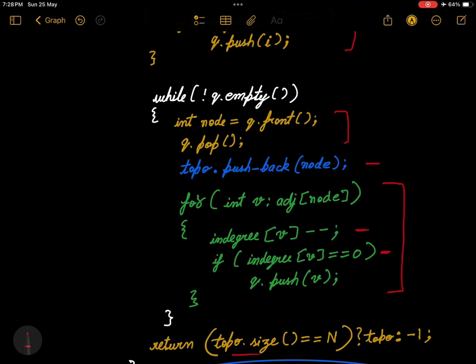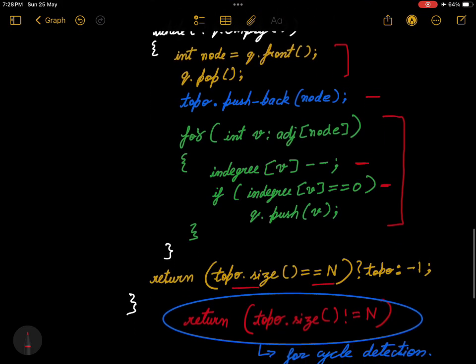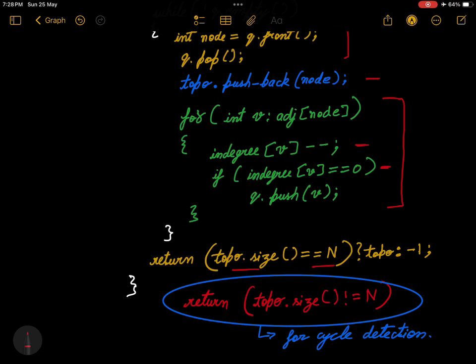And at the end, we will return topo sort only when its size is equal to the total number of nodes. Otherwise, we can't return it. Otherwise, there is a cycle. And we will use this observation to detect cycle in directed graph using BFS.